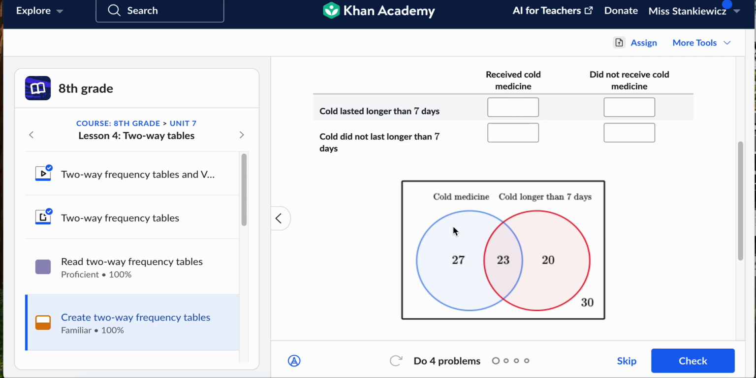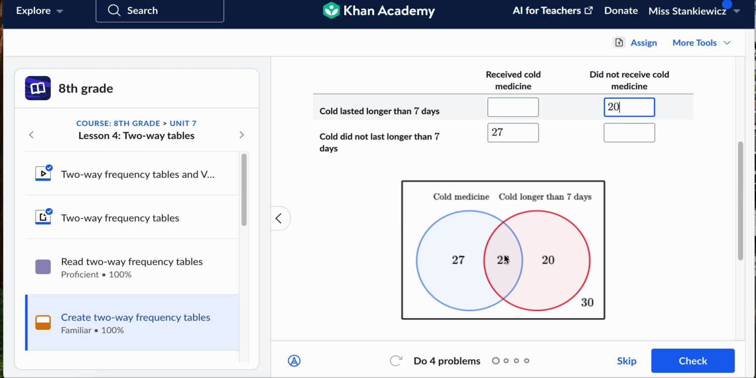So 27 is in the cold medicine bubble, but not longer than 7 days. So cold medicine, but not longer than 7 days. This number is in the cold longer than 7 days, so definitely here, top row, but not in the cold medicine bubble, so 20.